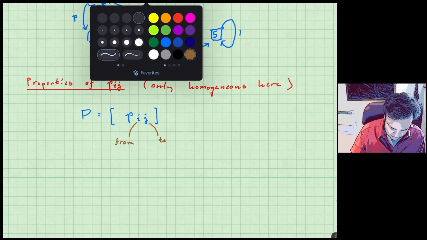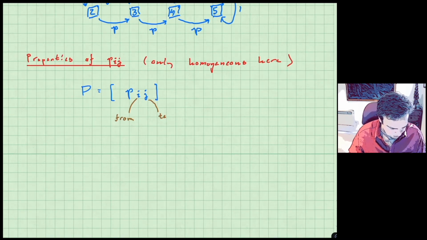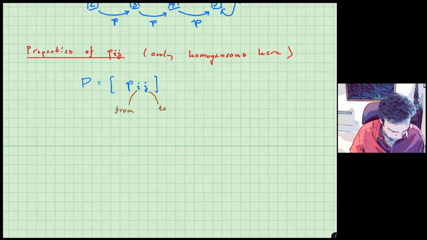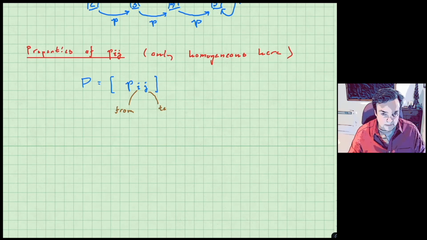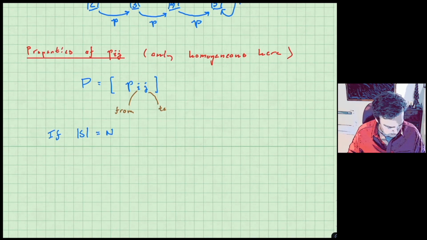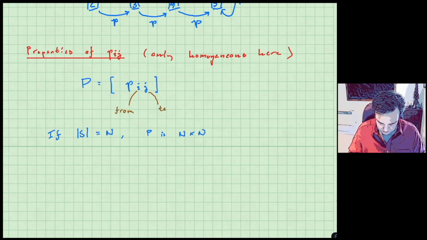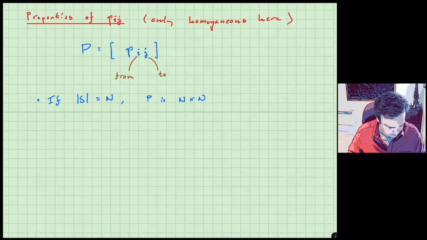Okay, so let's just list some of the important properties of this. You might have realized a lot of these already, right? So first of all, let's suppose you have a state space with n states. If the number of elements in the state space, the order of the set S, is equal to n, then the matrix P is n by n. I think that seems pretty straightforward. So that's one of the properties there.